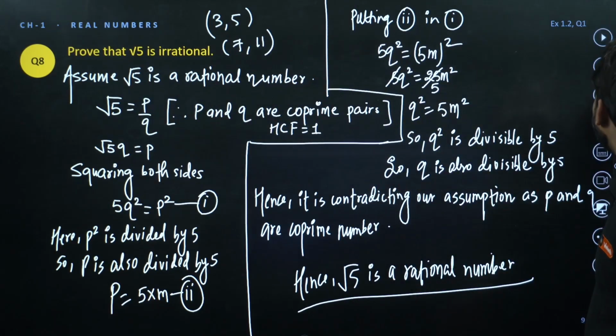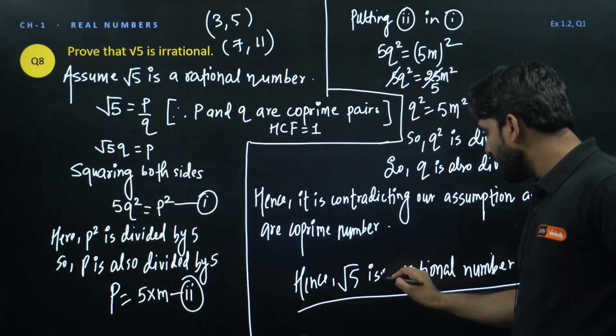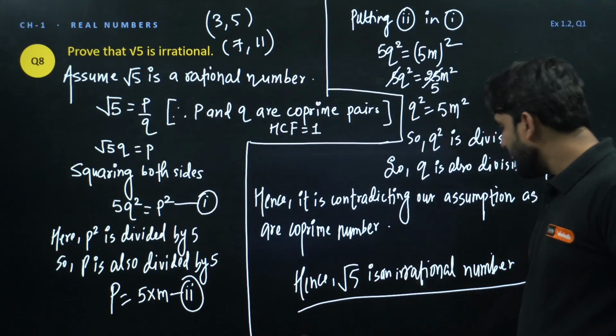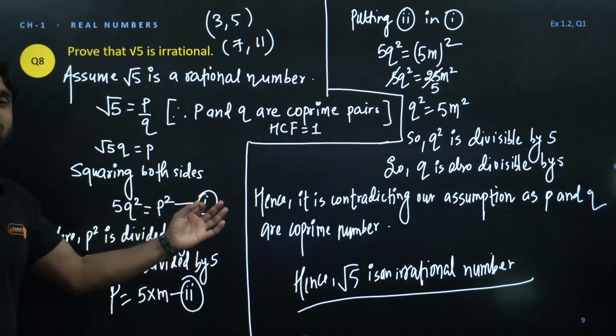Oh my god, what am I writing here? This is an irrational number. I have proved that root 5 is an irrational number. Clear, everyone? This is a very important question.